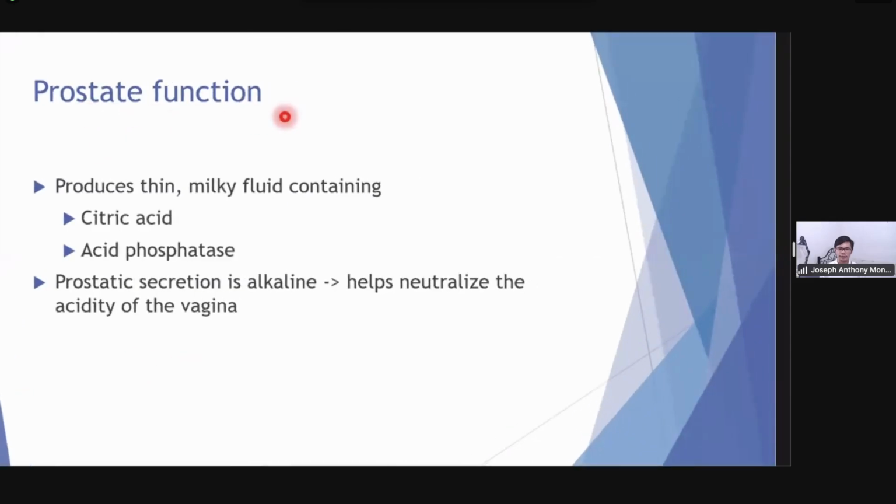Okay, so for the function of the prostate, it produces a thin, milky fluid that contains citric acid and acid phosphatase. That secretion helps form an alkaline environment to neutralize the acidity of the vagina. If there is no alkaline environment, the possibility of fertilization goes down. So it has to neutralize the acidity of the vaginal wall to further facilitate fertilization of the ovum.